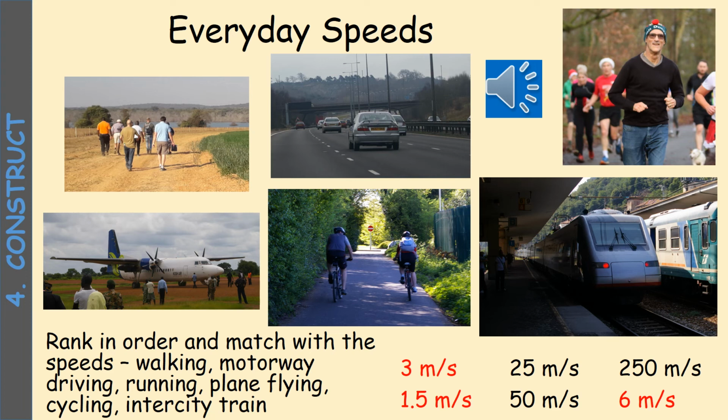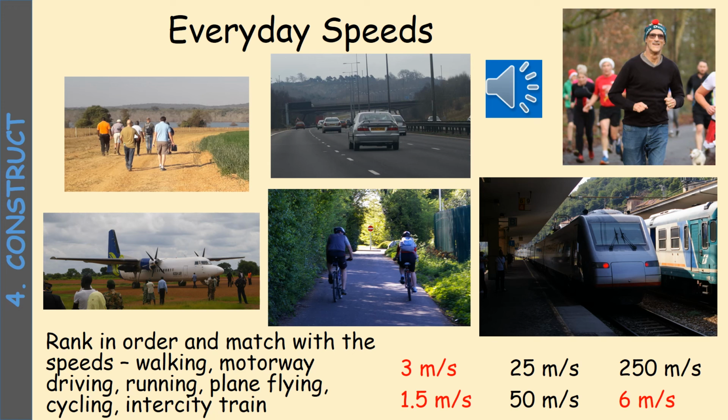So you've got walking, driving on a motorway, running, a plane flying, cycling, and an intercity train. Once you've done that, you can then match each of those with the speeds given. Now you'll notice that 3 of the speeds that are given there are in red, and those are quoted on the AQA specification, and you are supposed to know those 3. Now those are the 3 for cycling, running and walking. You'll notice that 1.5 times 2 makes 3, 3 times 2 makes 6, so each one's double the other.